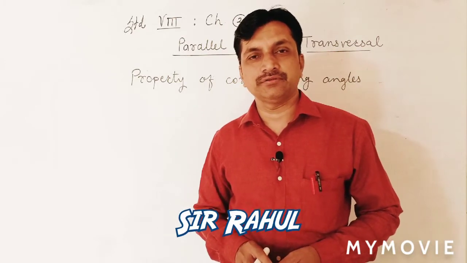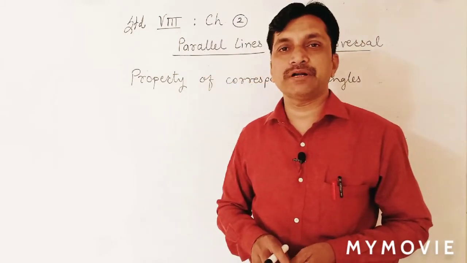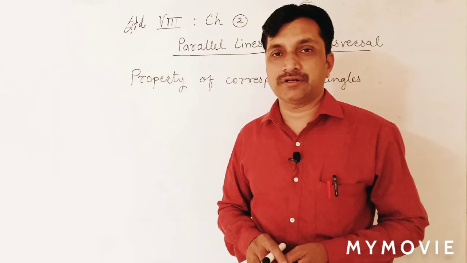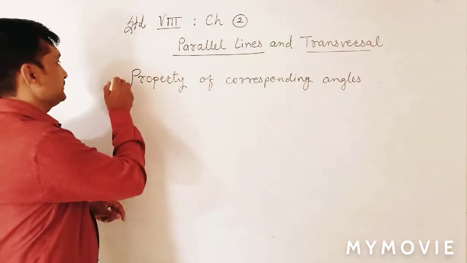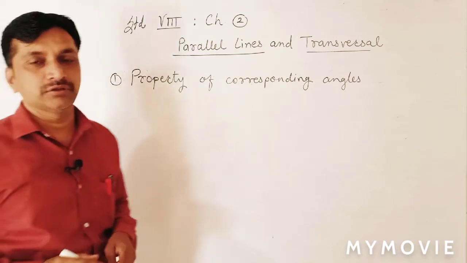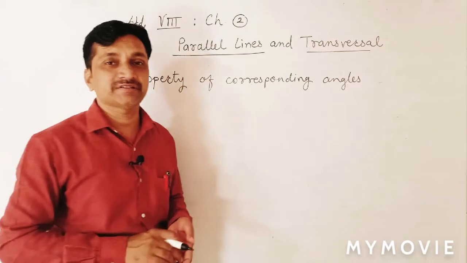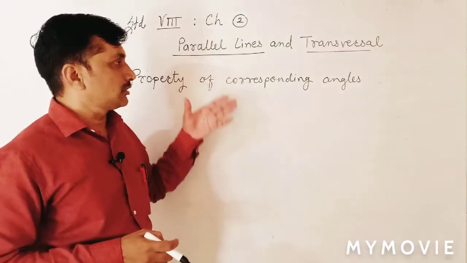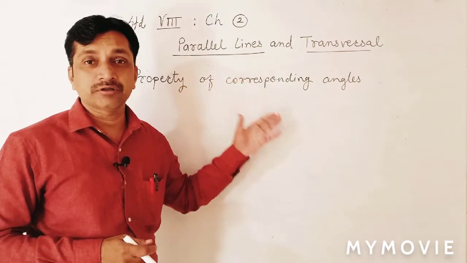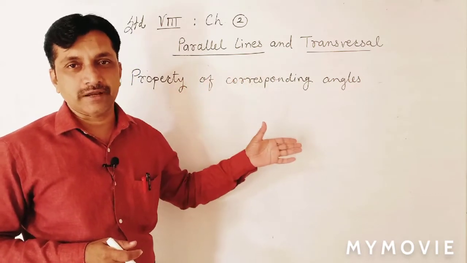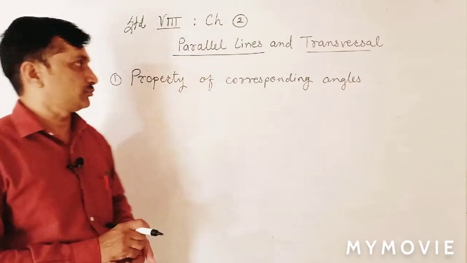Welcome to our channel. In this video we are going to study properties of angles formed by two parallel lines and a transversal. Now here, first of all, let's see the property of corresponding angles. We know that when two lines are parallel and any transversal is intersecting them, then we get pairs of corresponding angles, pairs of alternate angles, and pairs of interior angles. But which are the properties of these that we have to see now?